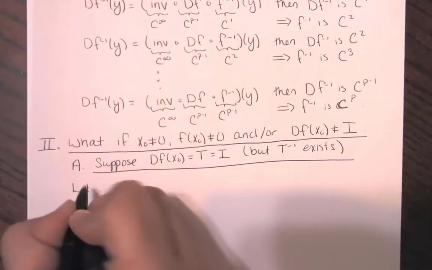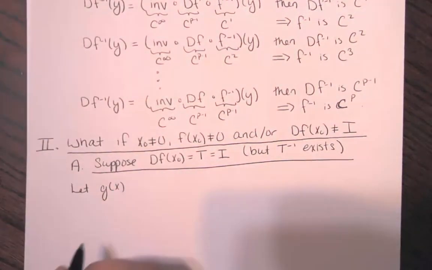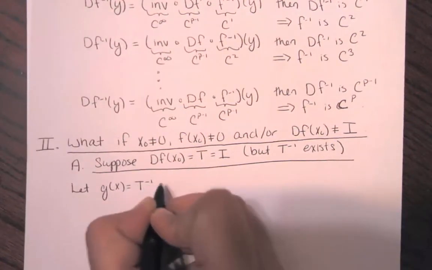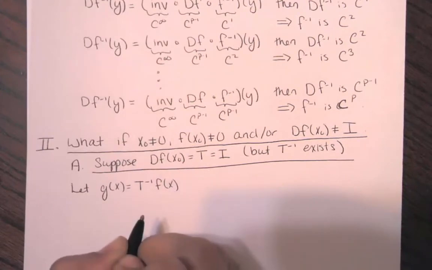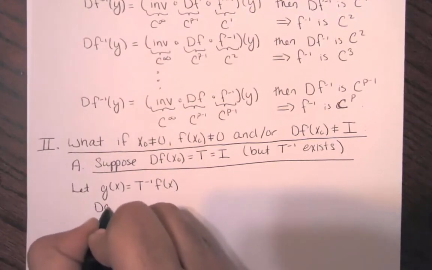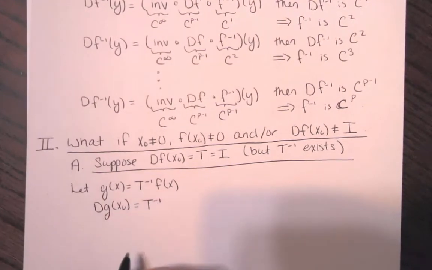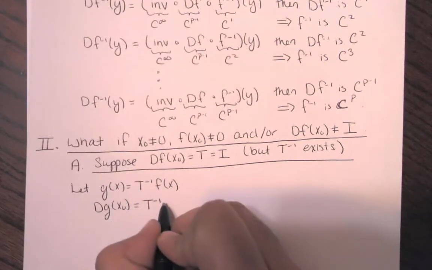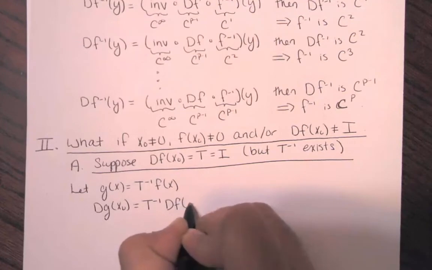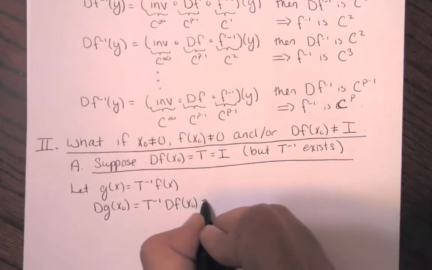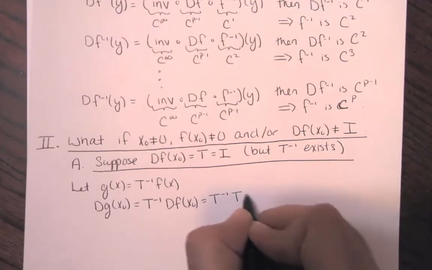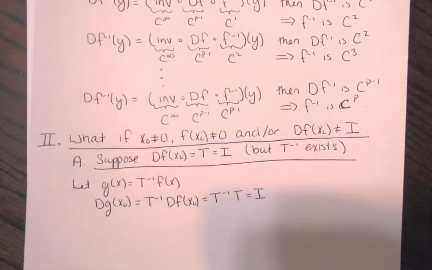Well, let g of x be T inverse times f of x. Then the derivative of g at x naught is T inverse, well that's just a linear operator, times the derivative of f at x naught, which is T inverse times T, which is the identity. And of course, if f of x naught is 0, then so is g of x naught. So g is invertible.